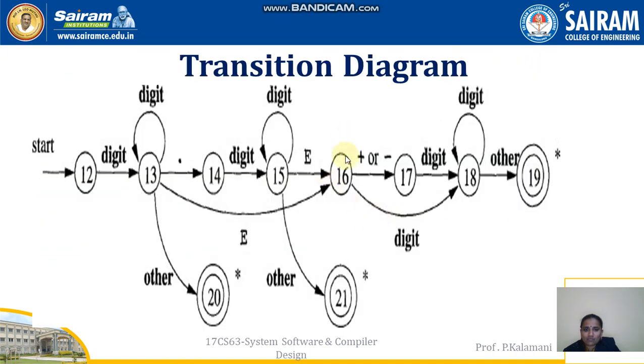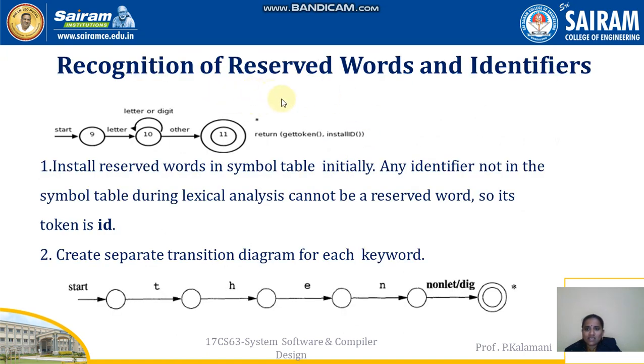Then this is one of the important things in the university exam. You may get a question as draw the transition diagram for relational operator or unsigned number or identifier. Next we will see how to differentiate reserved words and identifiers in representing the flow chart.